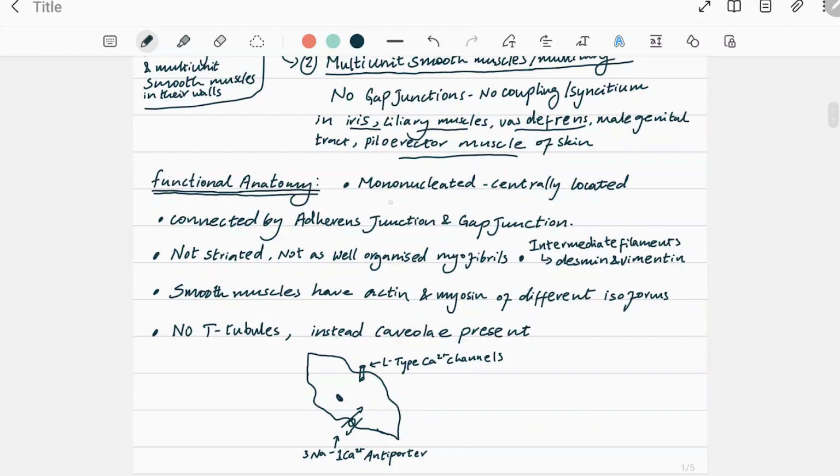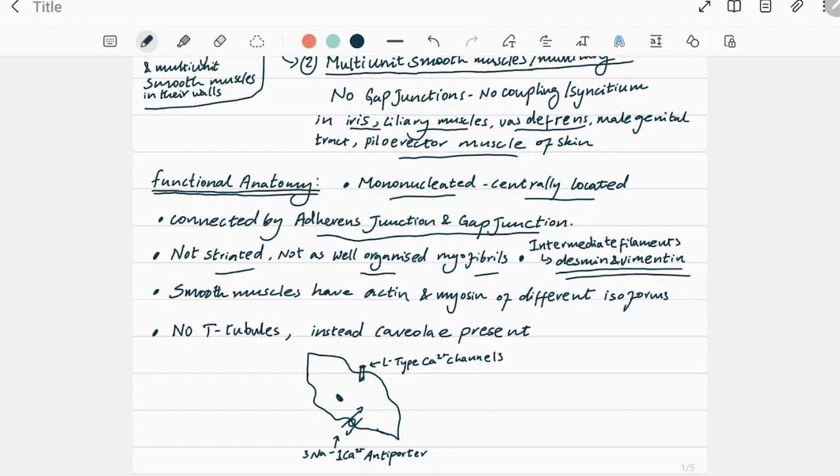So let's see the functional anatomy. Mononucleated, and the nucleus is centrally located, connected by adherens junctions and gap junctions to each other. They are not striated, not well organized, and they have the muscle fibers, the myofibrils, actin and myosin, but there are some differences. And one more thing you should know, the intermediate filaments of the smooth muscle are desmin and vimentin.